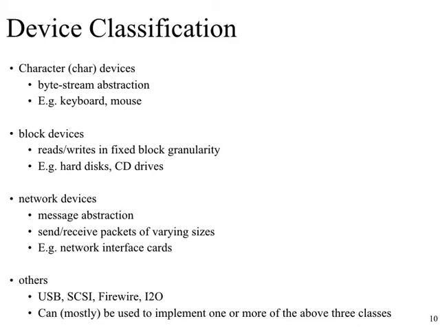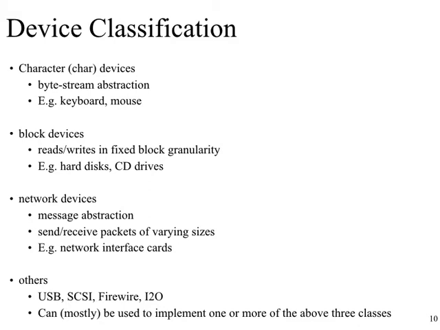There are various types of I/O devices. We have discussed these earlier when we talked about kernel modules. Basically, the three major classes of devices are character devices, block devices, and network devices. Character devices offer a byte stream abstraction. Examples include keyboard and mouse. Here there are no distinct message boundaries or block boundaries. Instead, the writer generates a stream of bytes and the reader reads a stream of bytes.